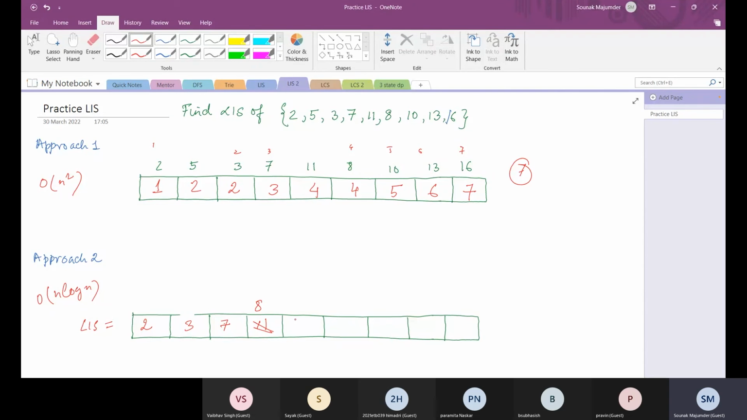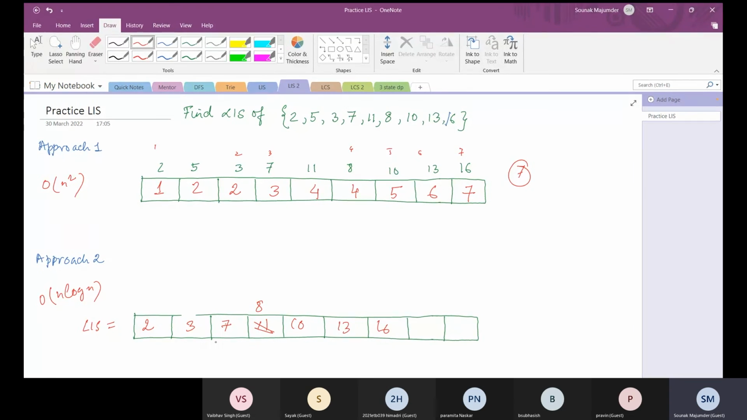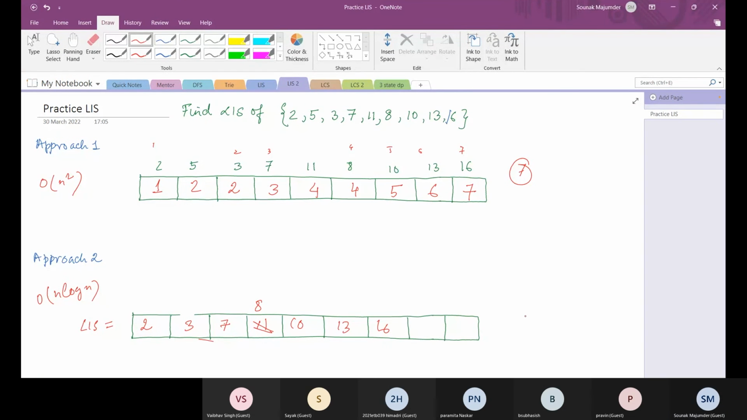10 is larger than that, place it. 13 is larger than 10, place it. 16 is larger than that, place it. So we got the longest increasing subsequence itself, the length becomes 7. And here we did not get the LIS, but here we are getting the LIS, so this is obviously better for n log n. Okay, so got it.